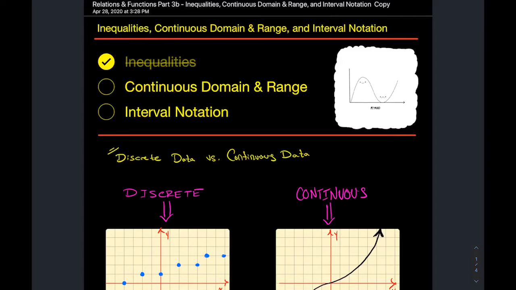Okay, so we're picking up from last time. And last time we finished talking about inequalities. And the last two things we have to touch on are continuous domain and range and interval notation. So let's jump right into what continuous domain and range actually are.